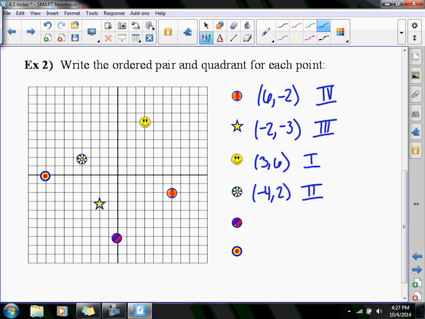The little blue and red circle doesn't go left or right at all. Just goes down 1, 2, 3, 4, 5, 6, 7. So that's going to be 0, -7. And that's not going to be in any quadrant. It's going to be on the y-axis. And then this little bullseye looking mark goes back 1, 2, 3, 4, 5, 6, 7, 8 spaces, but doesn't move up or down at all. So it's going to be -8, 0, and that ordered pair is on the x-axis.